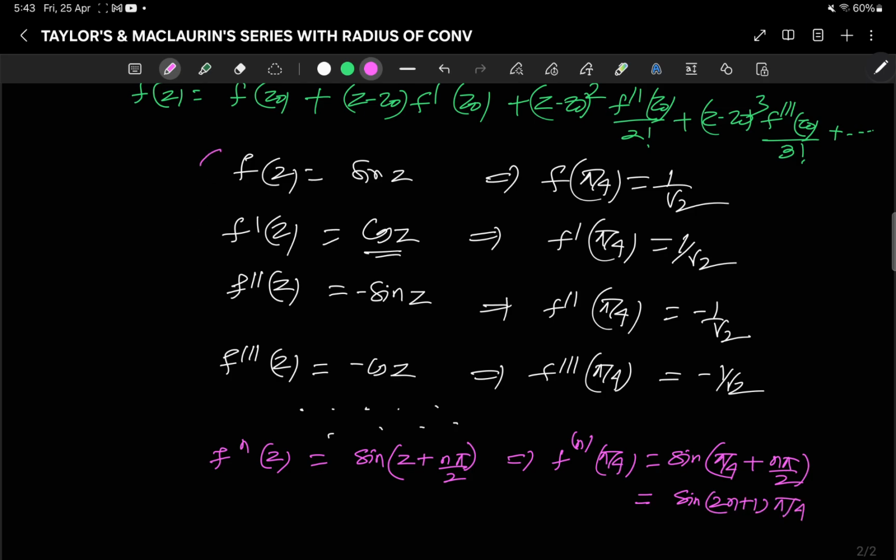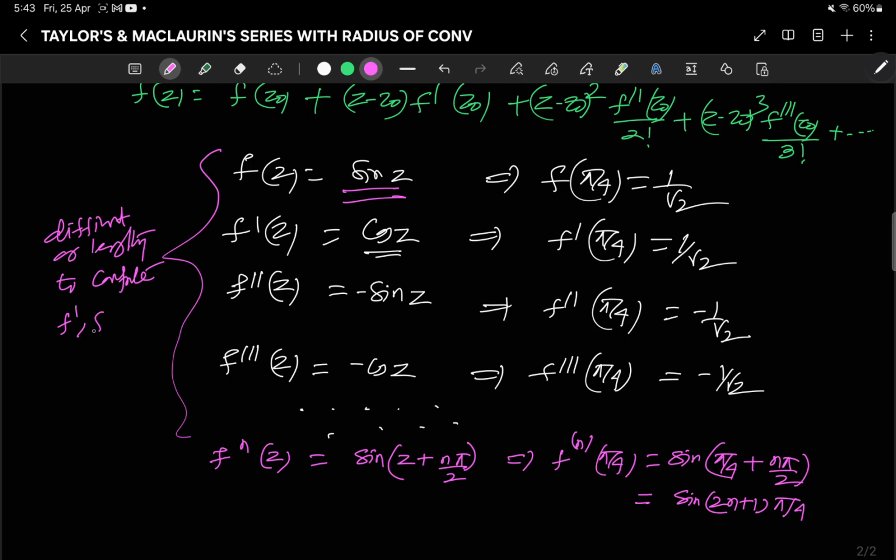Okay, now you see this is a difficult task. Even if this function is simple, it is complicated, difficult or lengthy to compute the derivatives f', f'', and so on up to f^n, right? So we prefer the direct method. We prefer the direct series, right? Later on I will discuss this in another example.